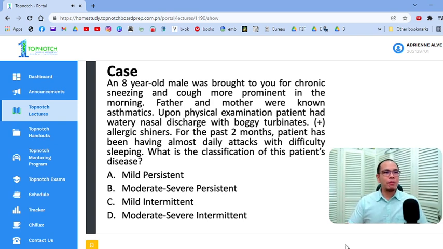Okay? And father and mother are known as asthmatic, so there's a high history of atopy in the family. Okay? Upon physical examinations, the patient had watery nasal discharge and pale, boggy turbinates. Okay? There's also allergic shiners. Sa mata niya. Okay? For the past 2 months, the patient has been having almost daily attacks. Okay? With difficulty sleeping. So how do you classify this patient's disease?